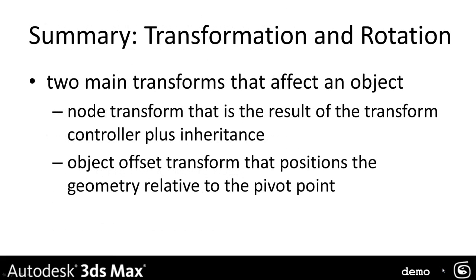So just to go back and summarize all of this, transformation and rotation are contained in two main transforms that affect an object. So the node transform is the result of the transform controller plus inheritance. And then there's the object offset transform that positions the geometry relative to the pivot point. And now we'll switch over and I'm going to show you that sample application.